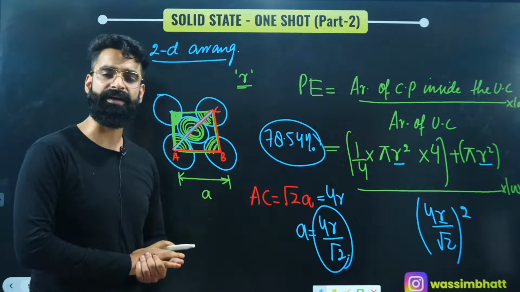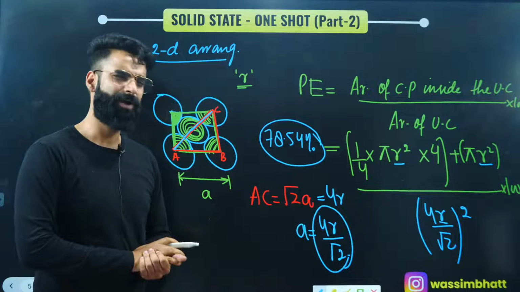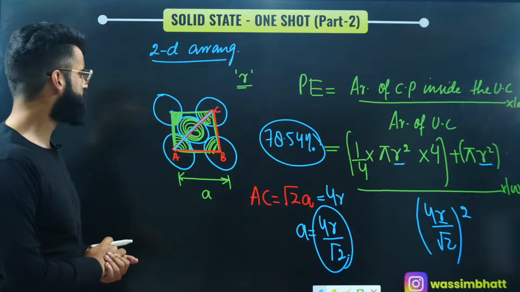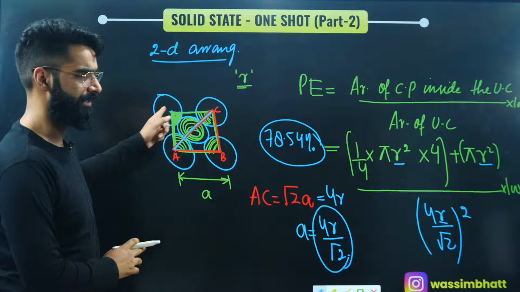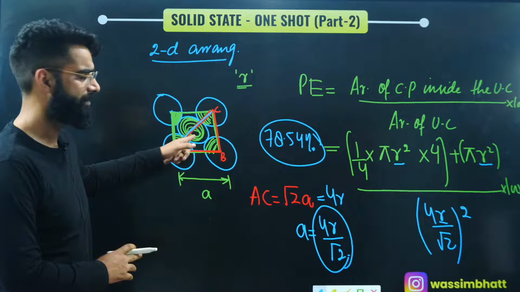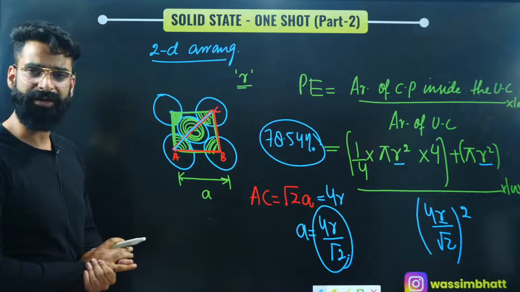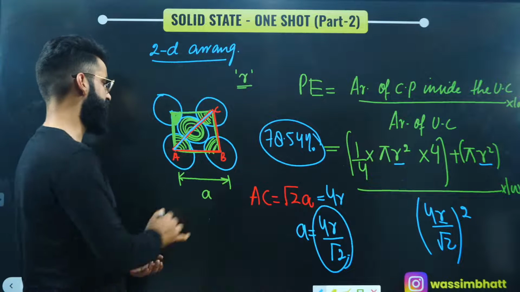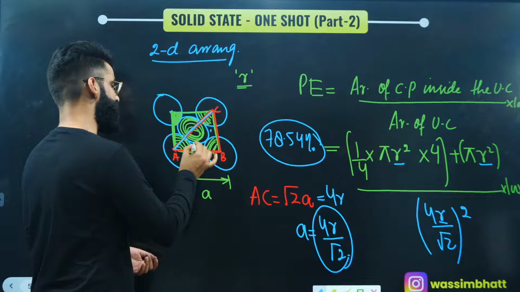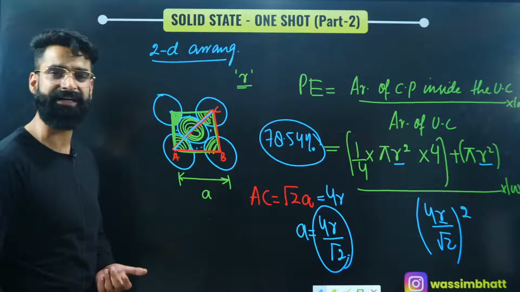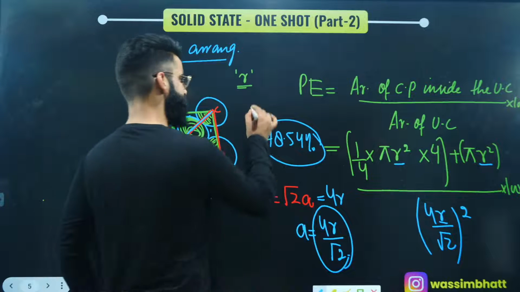I calculated its packing efficiency, which is 78.54. What does that mean exactly? That means out of the total area of the unit cell, out of the total area of the square, 78.54% area is covered by the constituent particles, right? Rest, if I talk about this empty space, what is the percentage of empty space? Percentage of voids in this arrangement.